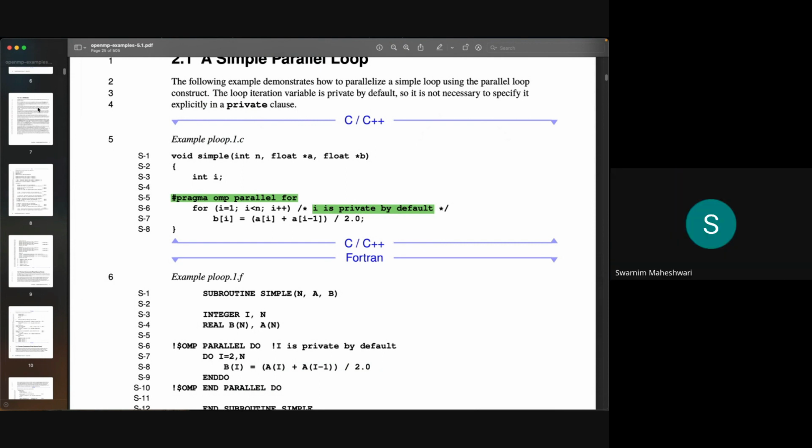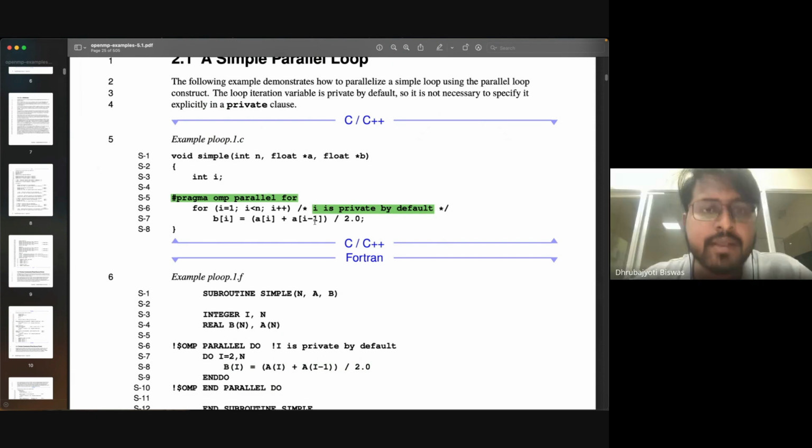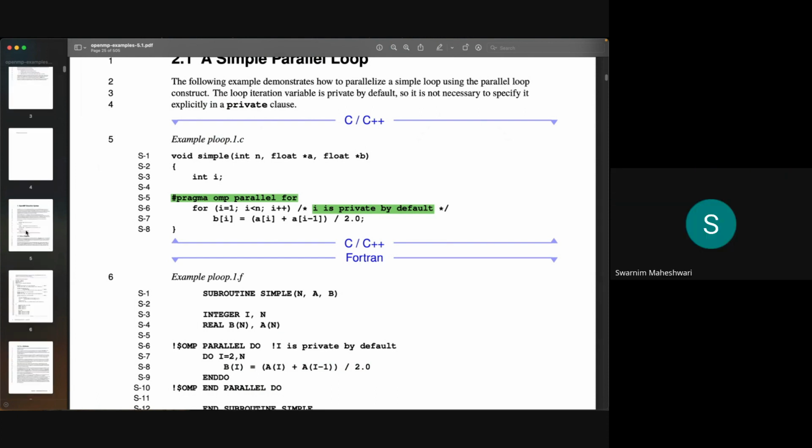Why is there another for loop in pragma OMP parallel for? Is it supposed to be a for loop or what? Yes. So you can write it in two ways. I will show you probably one example. This is just a matter of syntax. You can write hash pragma OMP parallel, and within that, to do the for loop parallelization, you have to again write hash pragma OMP for. Okay, so that can be written simply in a single line using hash pragma OMP parallel for.